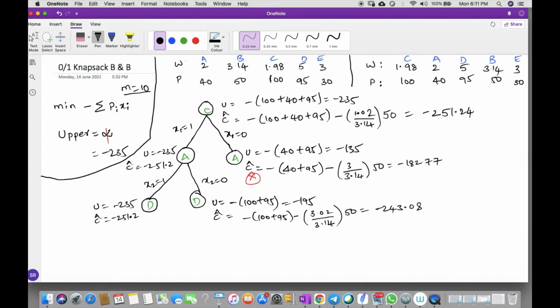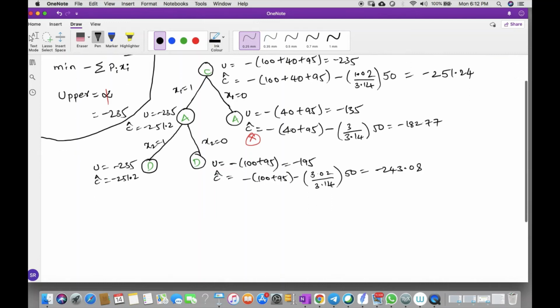What we get here is minus 243.08. So is C cap greater than upper? No, C cap is not greater than upper. So we cannot kill this node. But does U provide any better upper bound than the already existing one? No, U is minus 195, and that is not better than minus 235. Minus 195 is bigger than minus 235, so we cannot update, but still we can keep this particular path because C cap is lesser than upper.